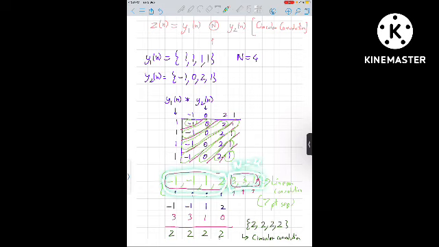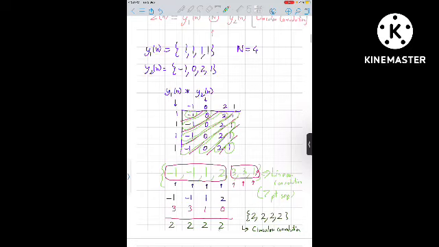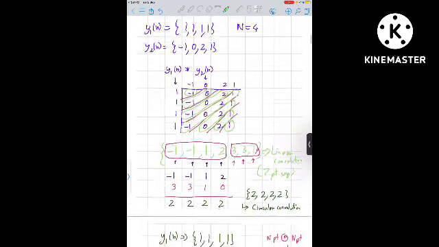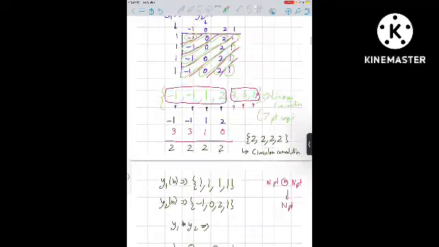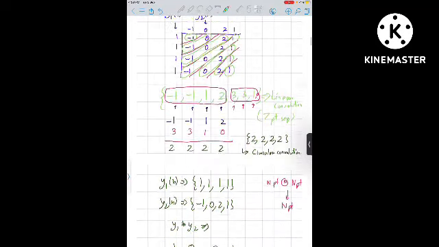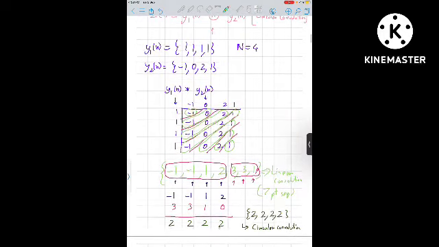Then add them. When we add them up, what do we get? Minus 1 and 3 is 2, minus 1 and 3 is 2, 1 and 1 is 2, 2 and 2 is 2. So what we end up getting is all 2's. This is the result of the circular convolution. So we observe that because of the circular convolution, in order to keep the lengths of both the sequences the same, we end up getting something which is not the same as linear convolution.